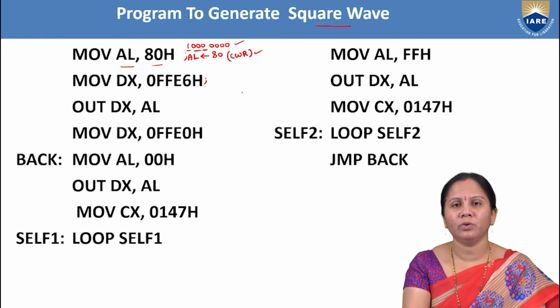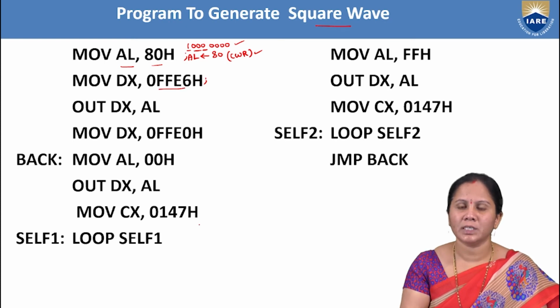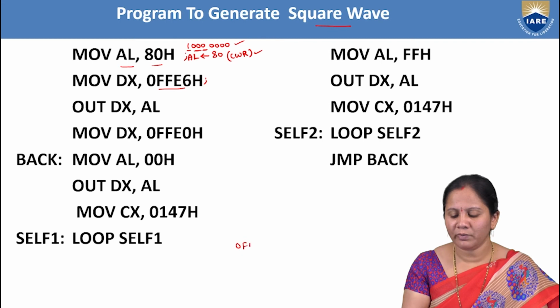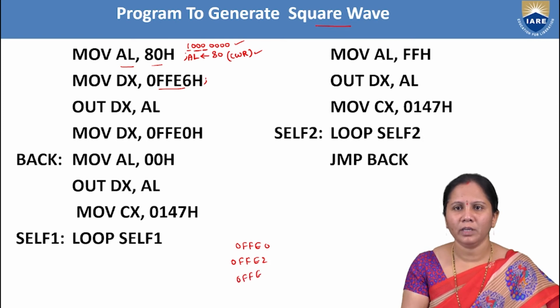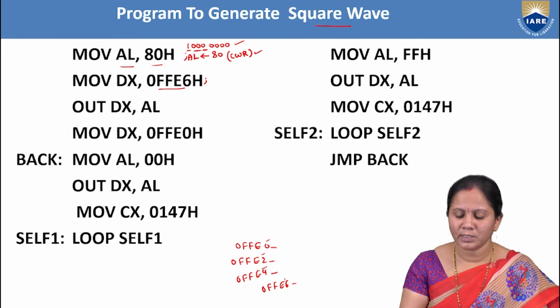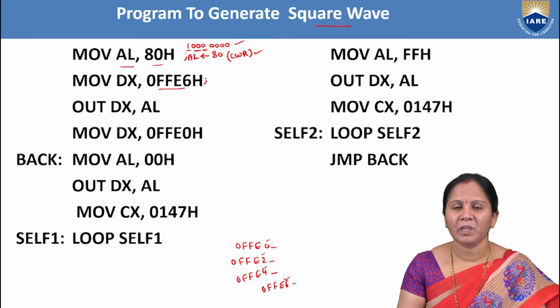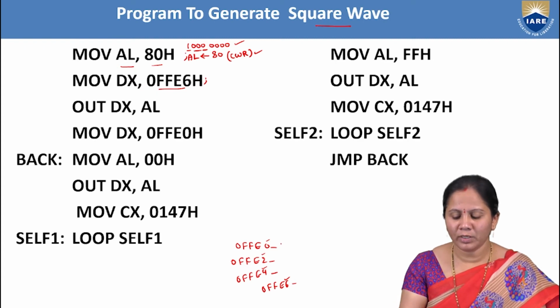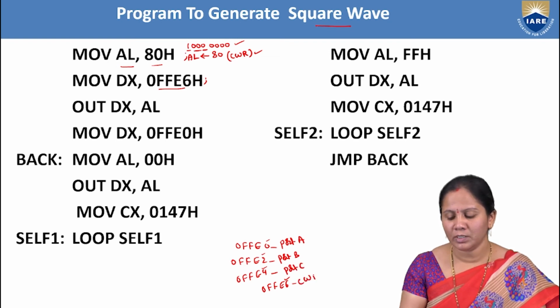The next instruction is MOV DX, 0FFE6. Generally, as we know, these are 0FFE0, 0FFE2, 0FFE4 and 0FFE6. You can consider all these as port addresses. If you see 0, 2, 4, 6, all these are even port addresses. If you want to use odd port addresses also, we can use 0FFE1, 0FFE3, 0FFE5 and 0FFE7. Now, E0 is the port address of port A, this is for port B, this is for port C, and 0FFE6 is the port address of CWR.